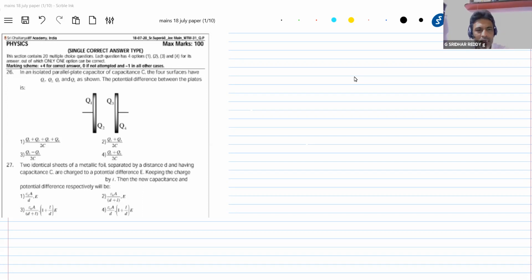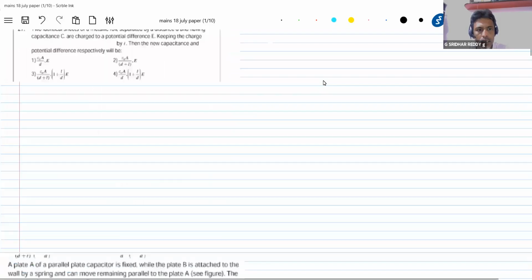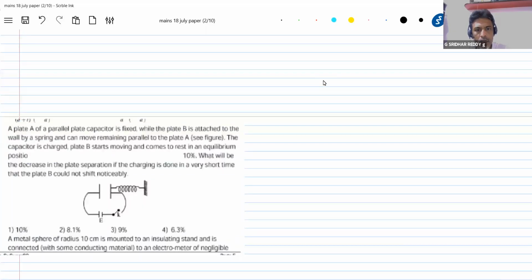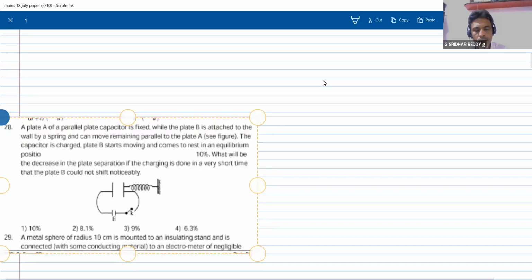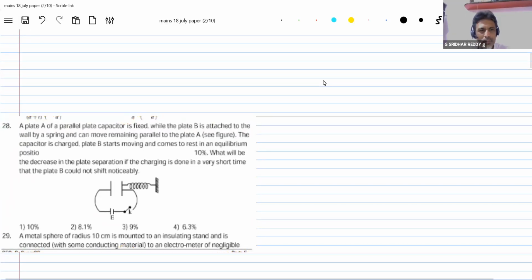26, we have discussed, no? The charge on the inner surface of the plates will determine the charge of the capacitor. 26, just refer to my notes. 26, then 28, 29. This will be 28. So something he has to write here, no?